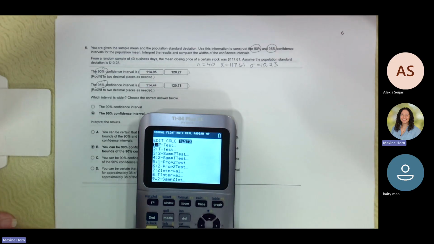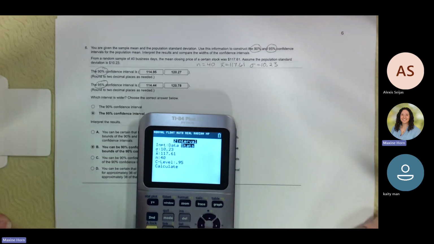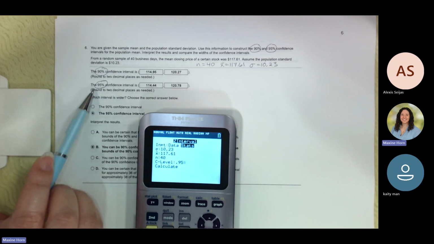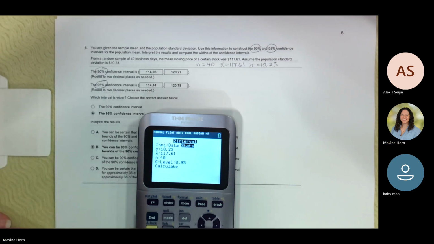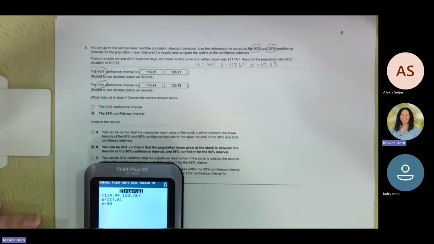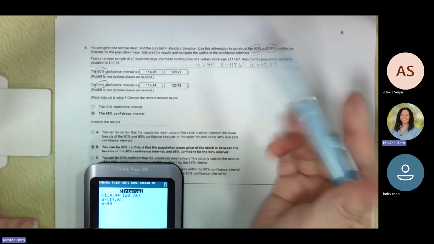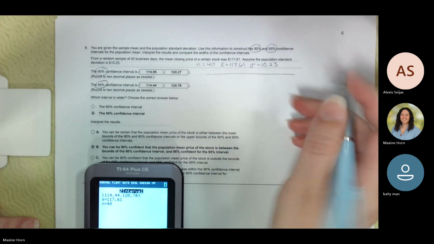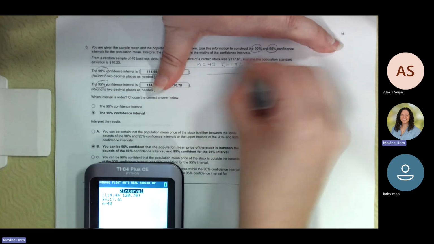Stat, tests, number 7, and we're going to keep everything the same, but we're going to increase our confidence, okay? Before, we only needed to be 90% confident, but now we need to be more confident. Okay, and we get these numbers. So now they want us to look at these two different intervals and compare them. Which one is wider? So if you're having trouble looking at these numbers and determining that, kind of draw a picture in your head of what's happening.